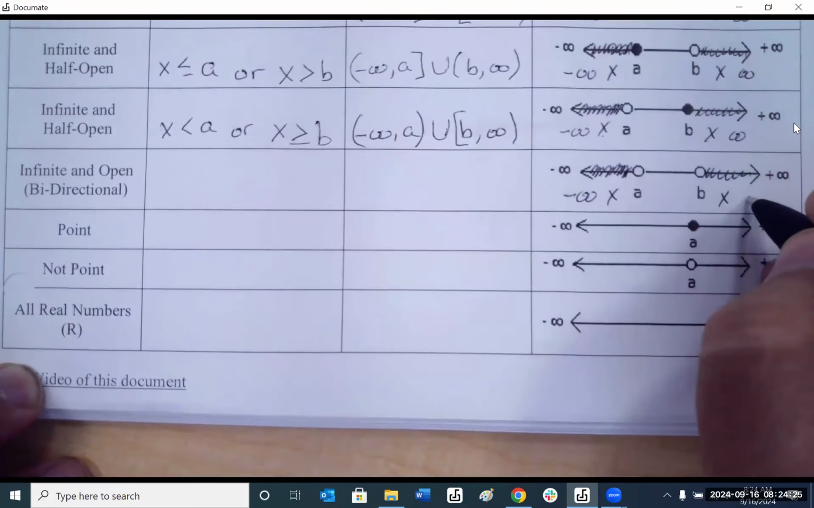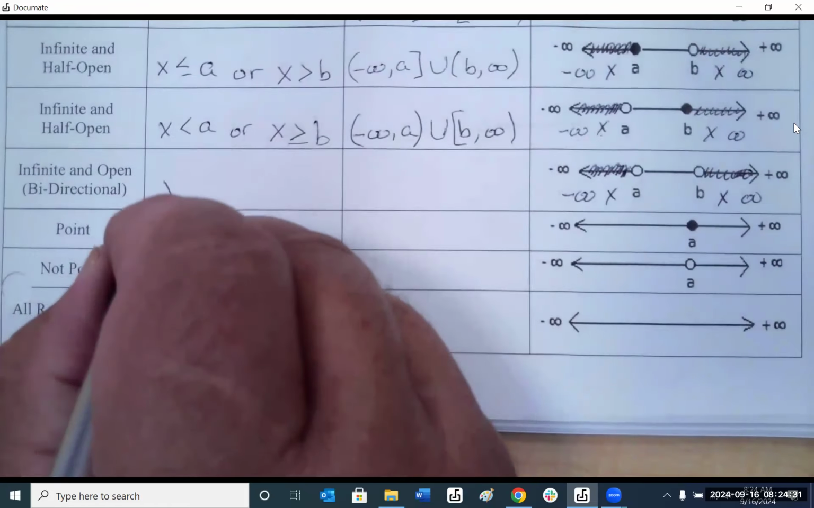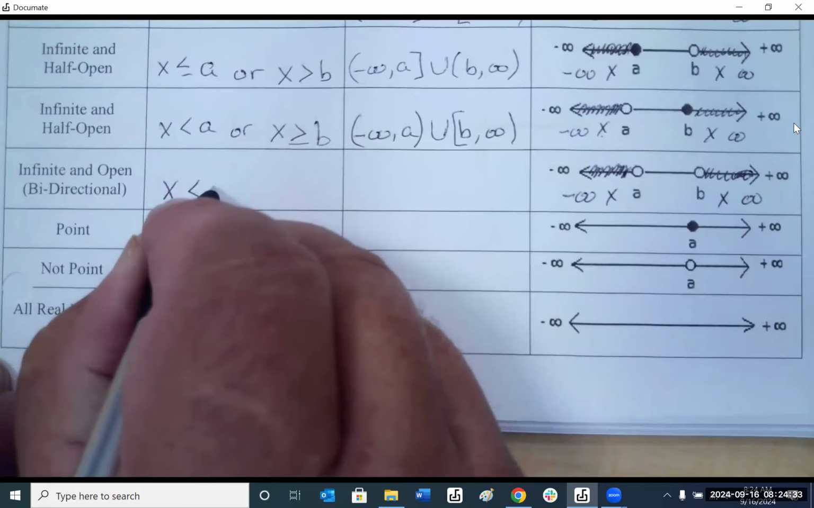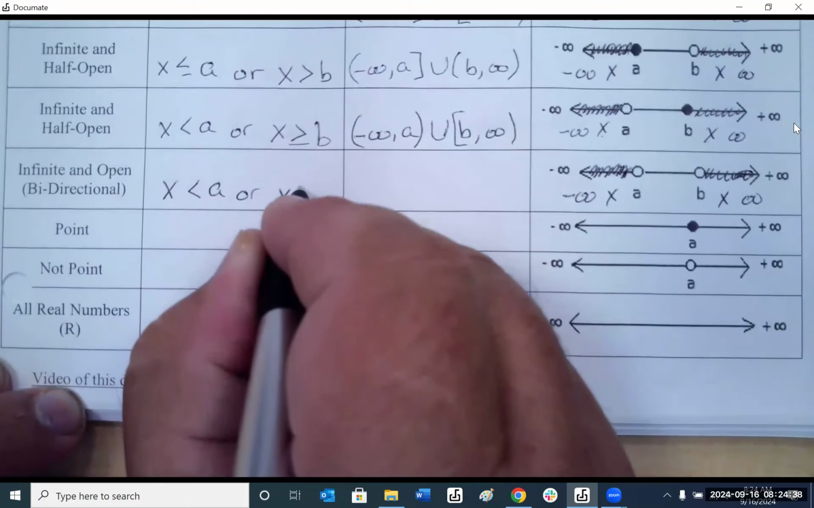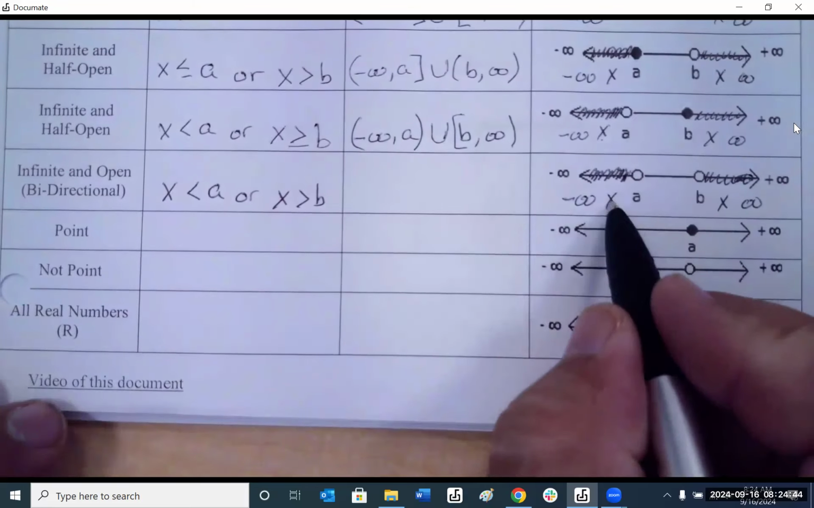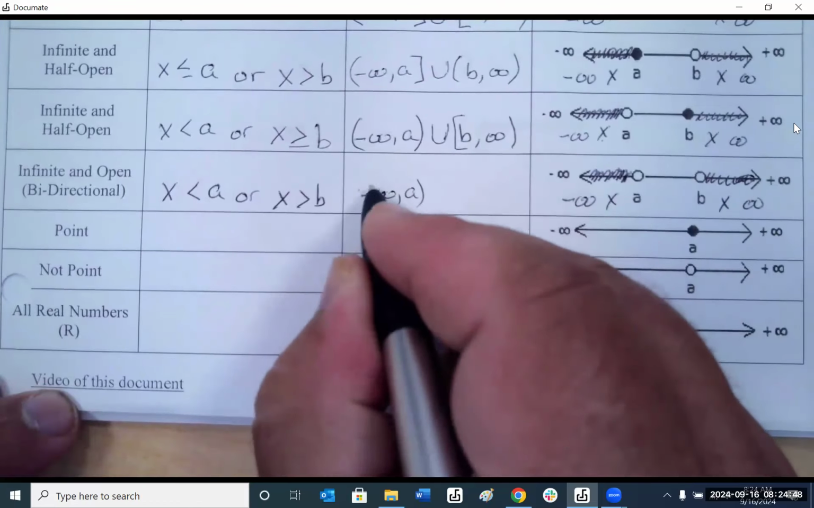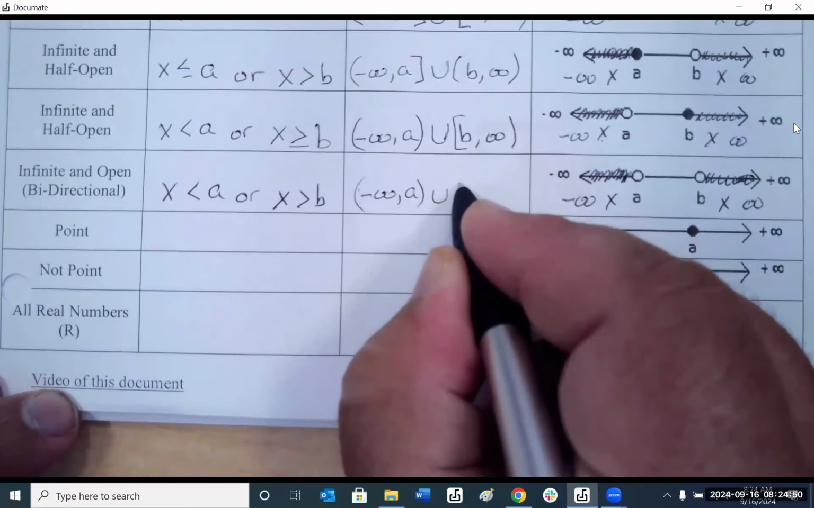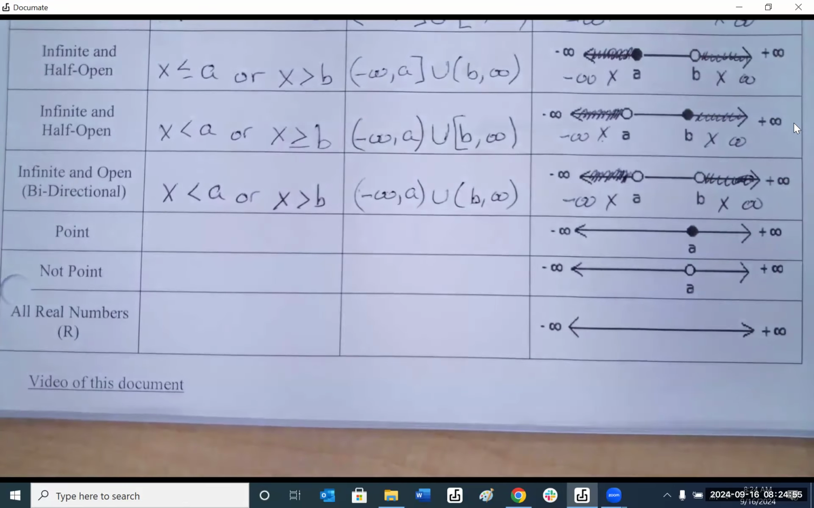So from A, I go to the left. From B, I go to the right. So X is strictly less than A, or X is strictly greater than B. It goes from negative infinity to A, and they're both parentheses, unioned parentheses, because they're open.